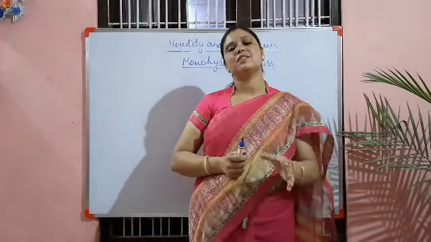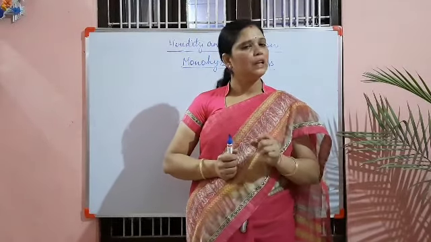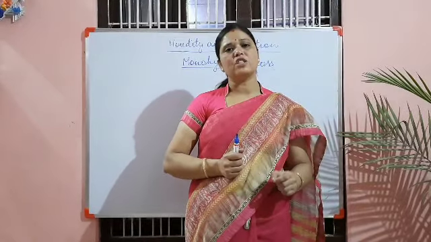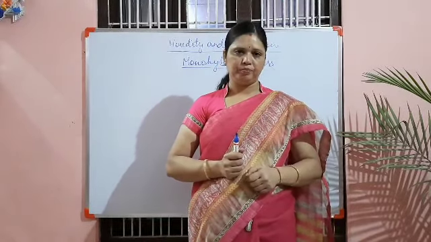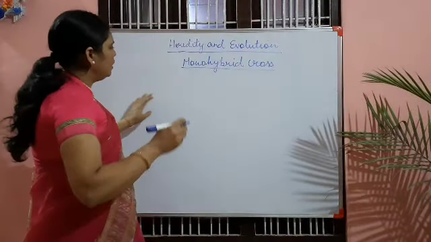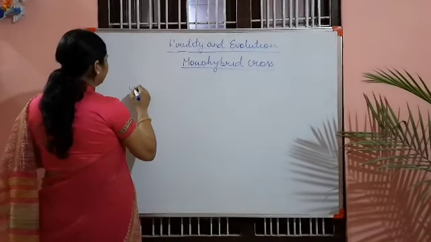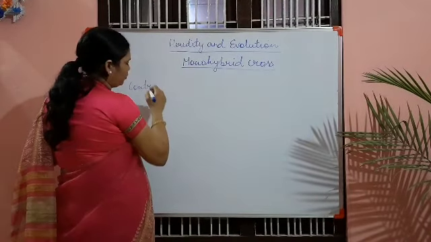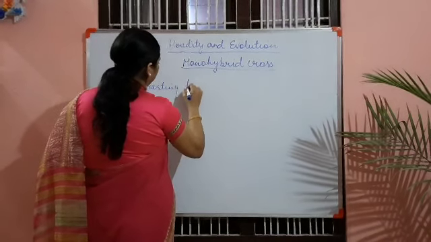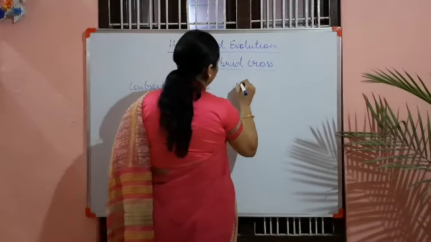So out of these 7 contrasting traits, if we are considering one contrasting trait to make a cross, that is known as monohybrid cross. So let's see how it takes place. For example, if we are considering one contrasting trait, that is height of the plant.